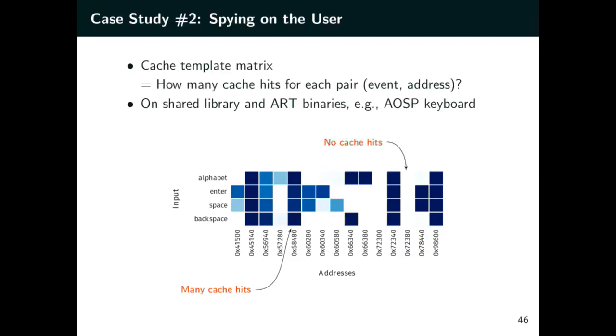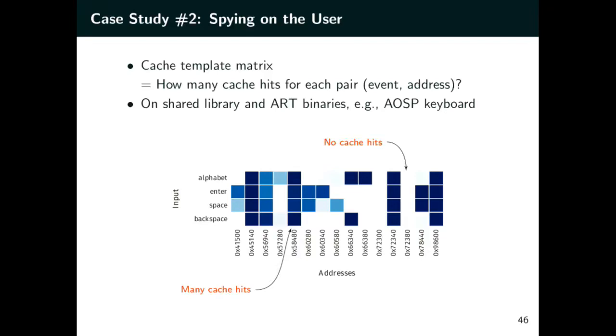Now we can also combine different addresses. For example, if we combine these 2 addresses, then we can differentiate between the backspace and the alphabet, because both the backspace and the alphabet have cache hits on this address, but only the alphabet has cache hits on this one. So basically, if we have cache hits on this address, but no cache hits on this one, it means that it's the backspace. And we can differentiate between alphabet and backspace like that. And this is basically what we have seen in the demo.